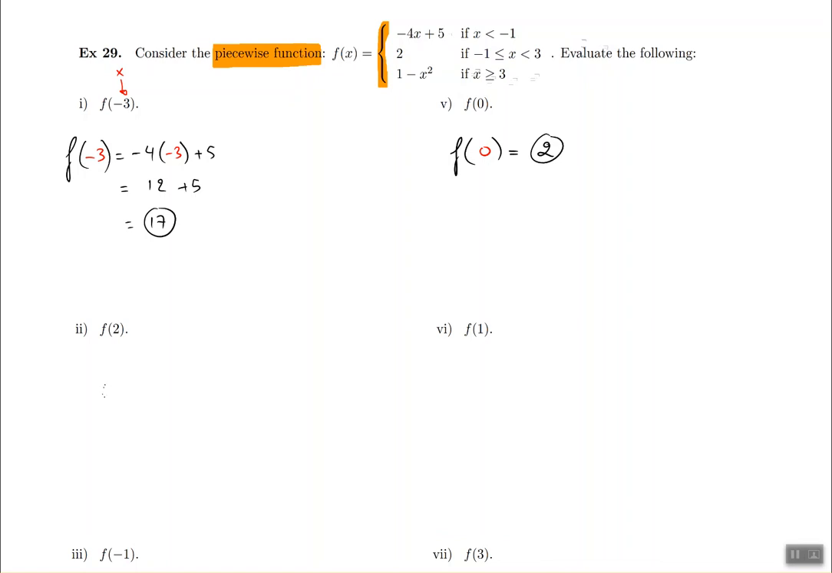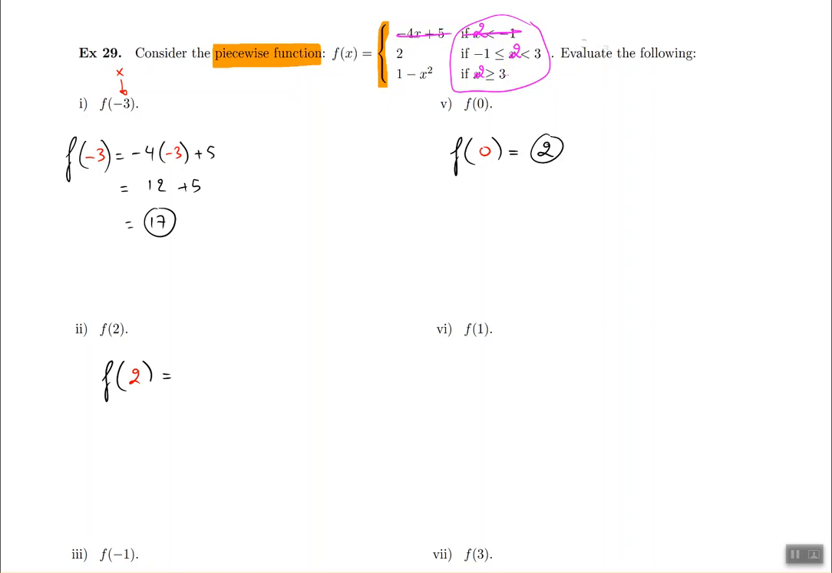Okay, let's try f of 2. Again, see if you can do this yourself. First of all, go to the function, replace all the x's here with 2. So these are called the conditions. So replace the x with 2 in the conditions and see which one of them makes sense. Is 2 smaller than -1? No. So don't use the first equation.